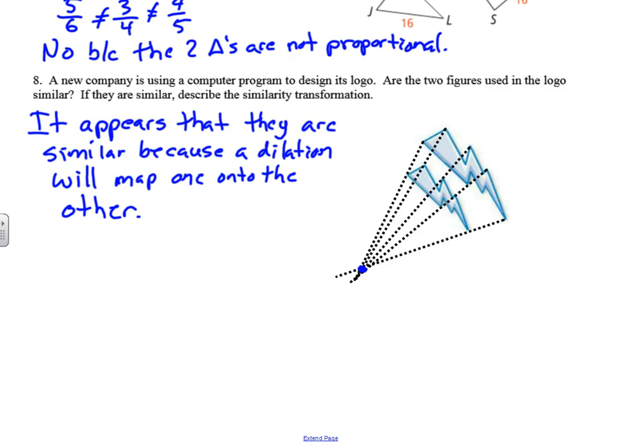Okay, so the difference between congruence transformations and similarity transformations is that congruence transformations are only rigid motions, and a similarity transformation includes a dilation. So you're going to be asked to explain the difference between those on your assessments and on your assignments and labs. So you really want to pay attention to that language. Again, similarity transformations include a dilation.